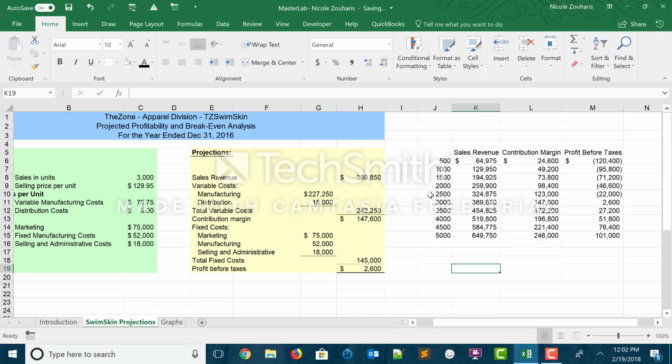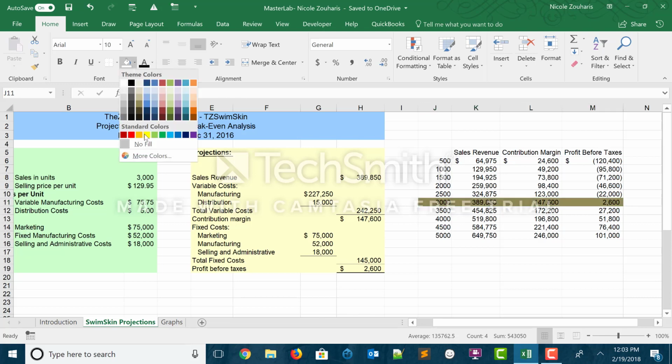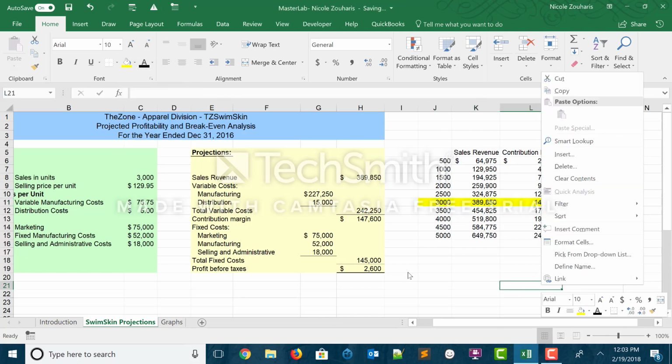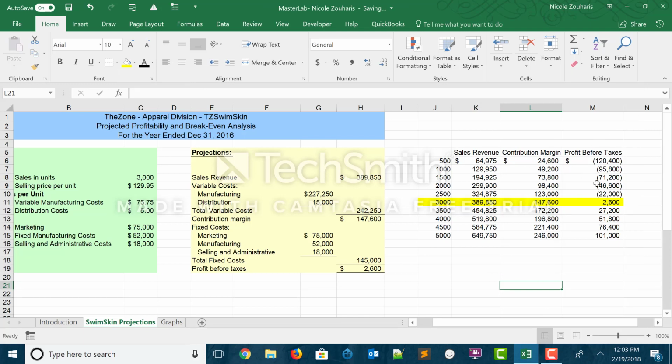And as we can see, the Zone Sales Group has projected the right amount of sales for the break-even point. Let's go ahead and highlight that because that is important. Break-even point is when your profit goes from negative to a positive number and you start earning more than what you're spending. And that is a good thing.